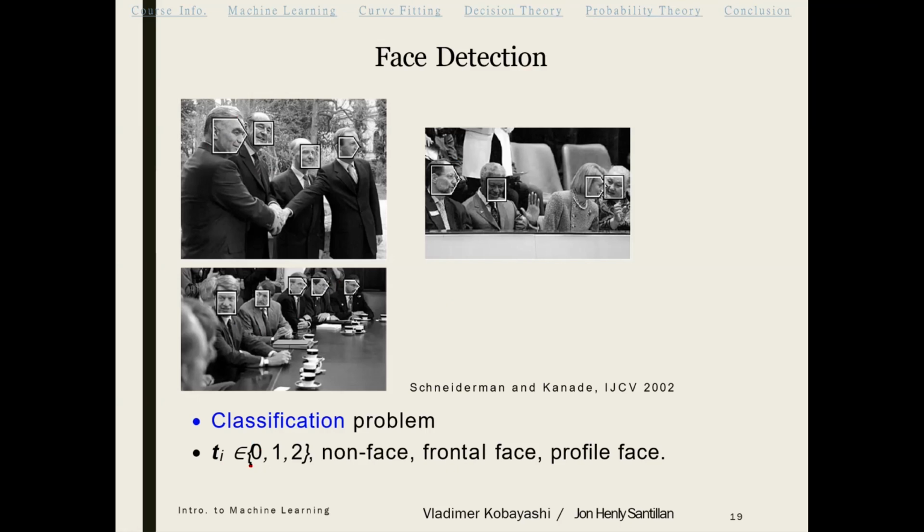And then our output is just non-face, frontal face, or profile. So ito siya ay naka-profile, ito ay frontal, ito is naka-profile, at ito ay hindi face, kaya hindi siya nalagay dyan kasi kamay siya. Ito din ay hindi face, pero na-detect. Okay? That's another machine learning application.